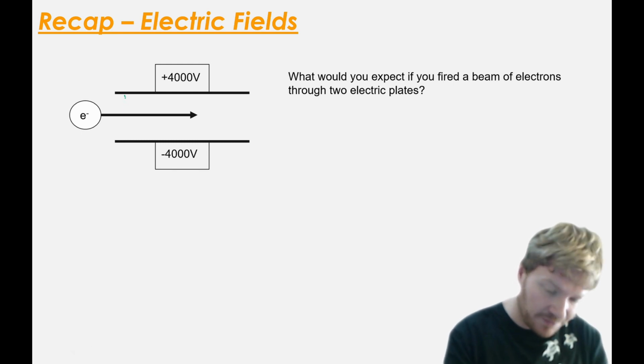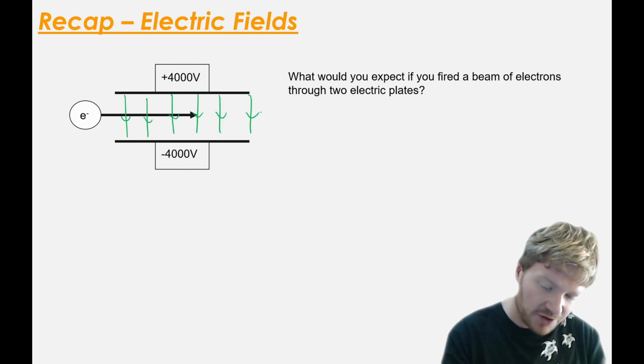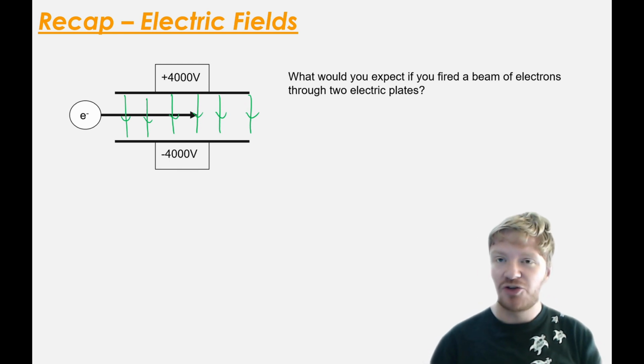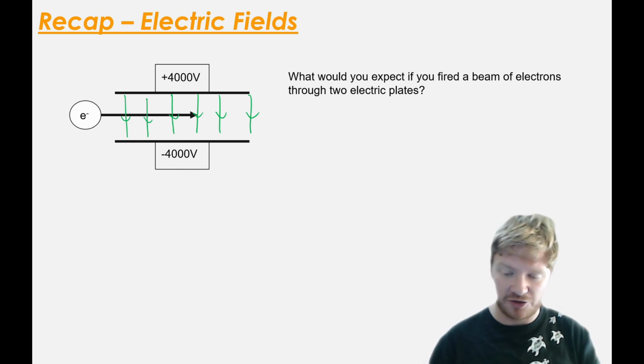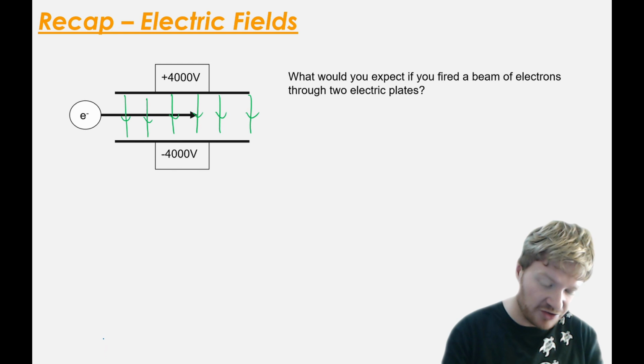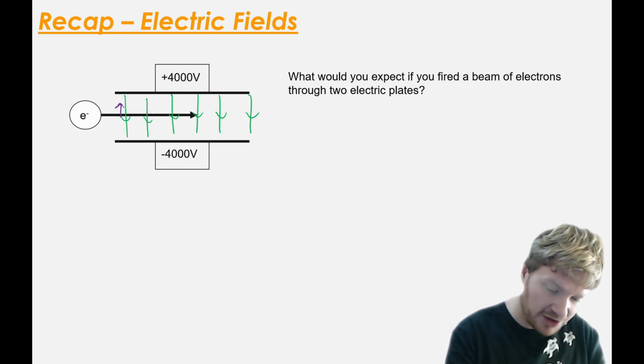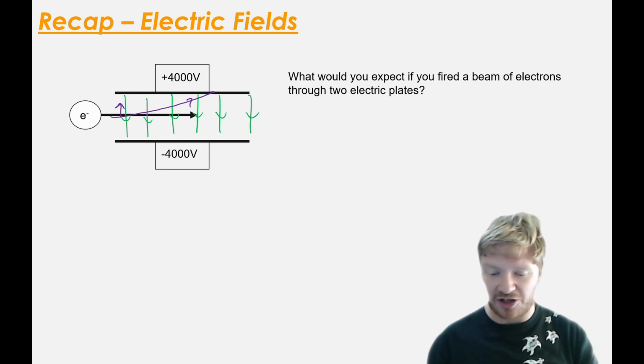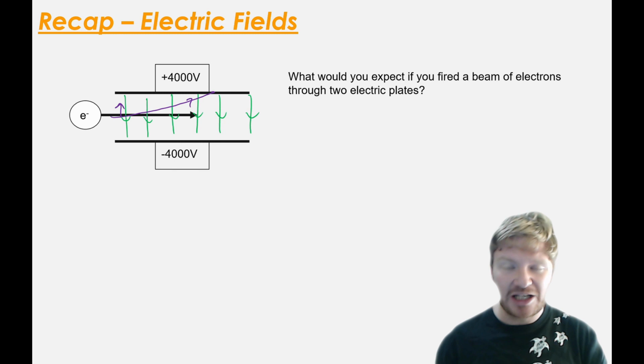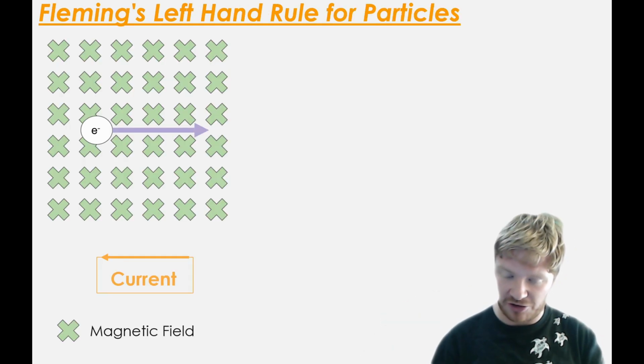Well, if you think about it, I'm going to have an electric field, and electric fields always go from positive to negative, and the field shows the direction that a positive particle will take. Now, I don't have a positive particle here, I have a negative particle. So what will happen is my electron will experience a force acting upwards, and it will come up and crash into this top plate. So we're thinking about this idea of free particles travelling through space.